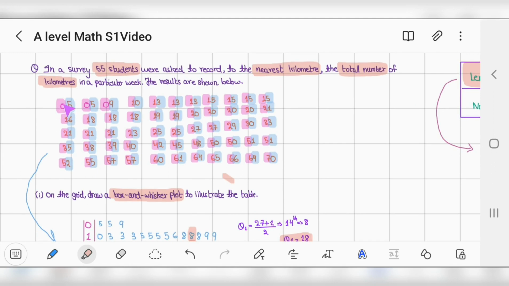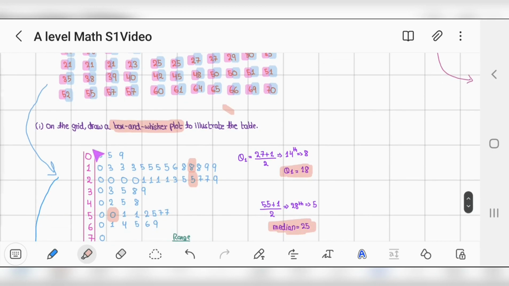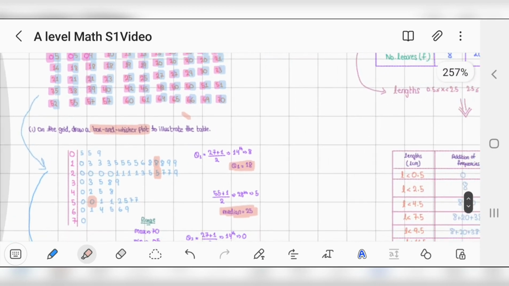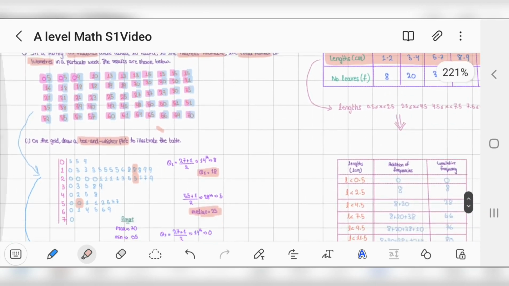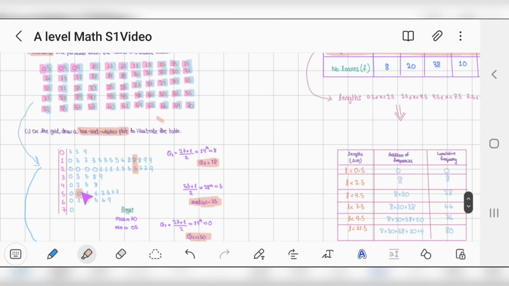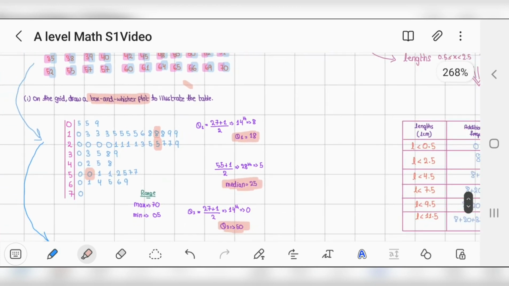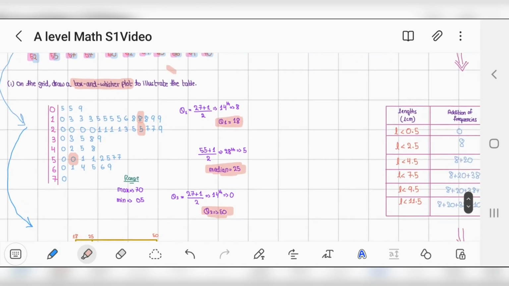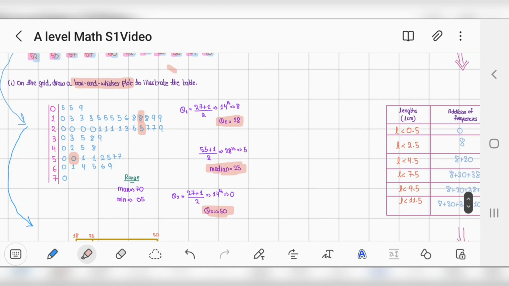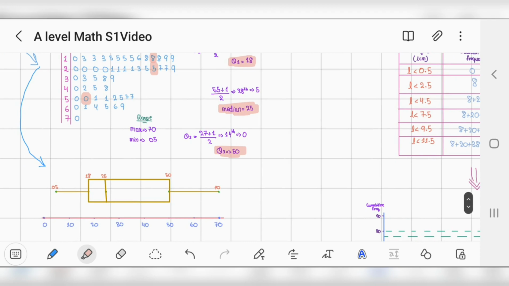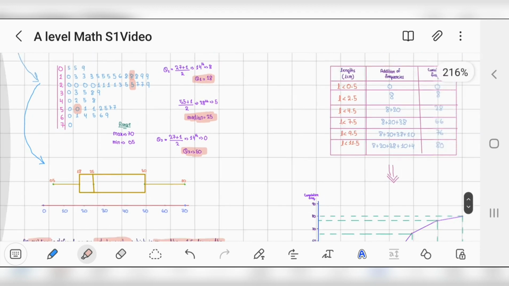So we're going to take the numbers from the left. This is how you make a stem and leaf diagram. First you make a stem and leaf diagram, then you try to find all the quartiles, then you make a box and whisker plot. Okay, it's very simple, not that difficult. It's very similar to the one we have done before. And then you just made this.